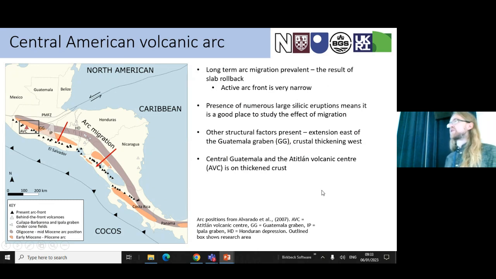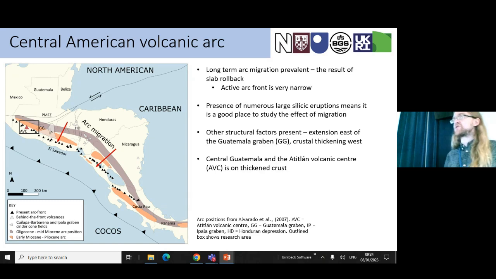So when I was looking for an arc where this might be quite nice to study, the Central American volcanic arc really popped out. Arc migration here has been ongoing since the Oligocene, and the arc front's very narrow, so we can really tightly constrain where arc migration has taken place and over what timescales it has occurred. This arc also has numerous large silicic eruptions, so it's a great place to study them.